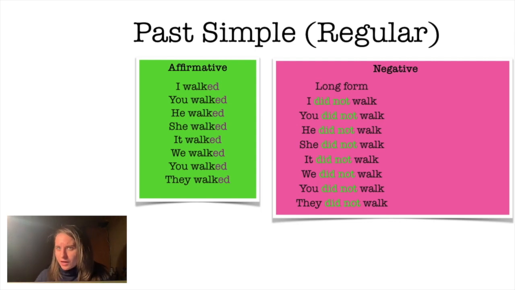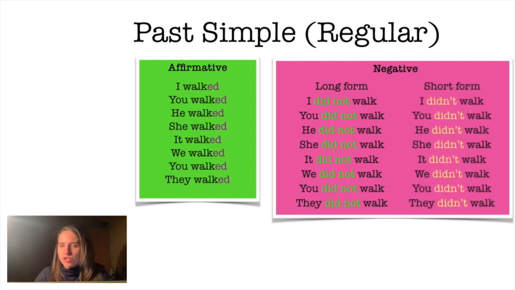So you see, он подчеркивает за то, что это не случилось. Но по-обычному, we usually use the short form, didn't. Okay? It's easier to say. It's more natural. So instead of, I did not take the cookie, you can say, I didn't take the cookie. It means the same thing. Did not and didn't are the same.